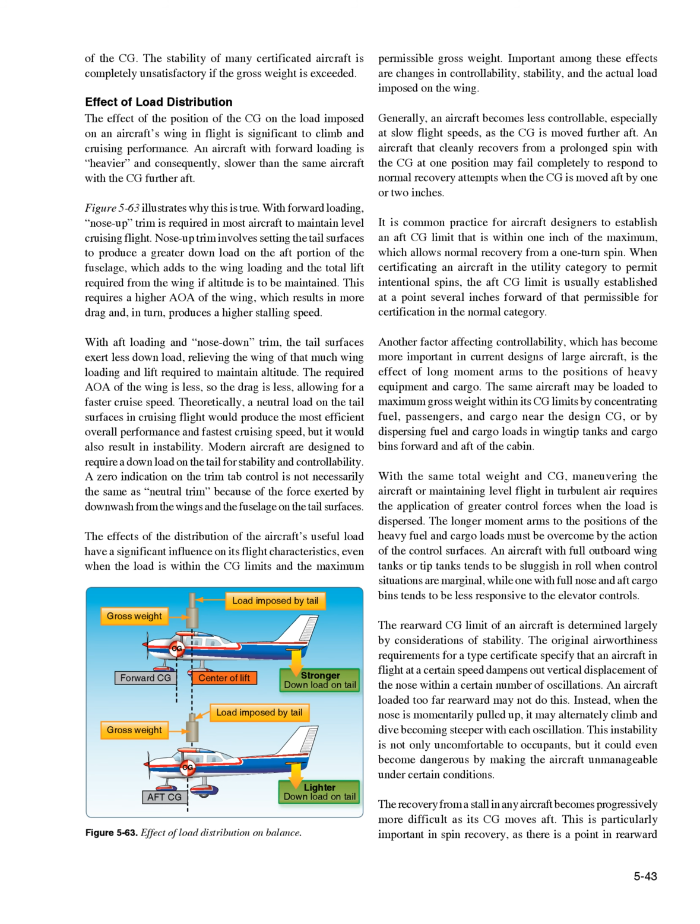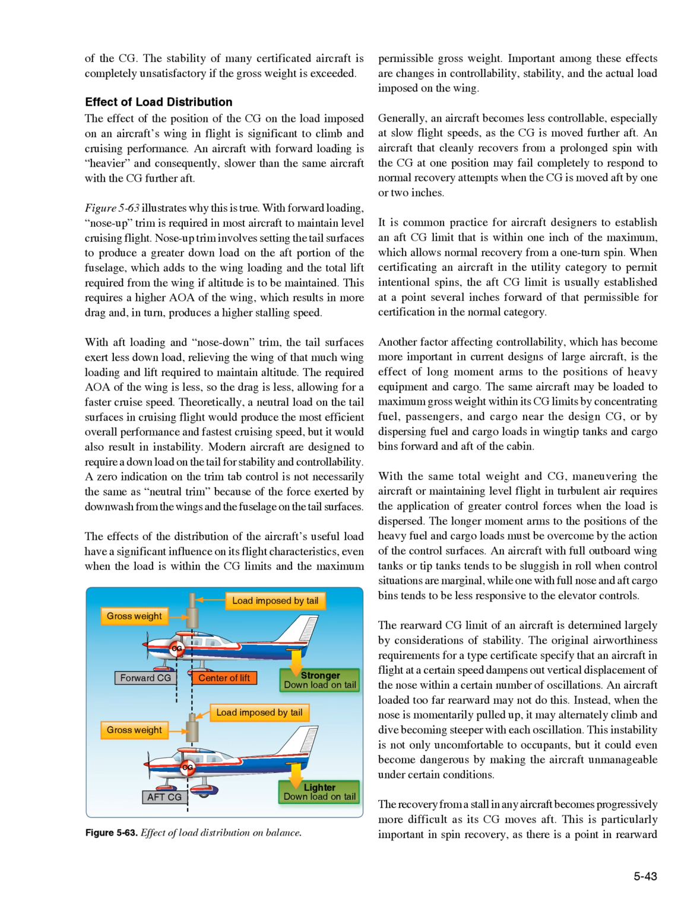Another factor affecting controllability, which has become more important in current designs of large aircraft, is the effect of long moment arms to the positions of heavy equipment and cargo. The same aircraft may be loaded to maximum gross weight within its CG limits by concentrating fuel, passengers, and cargo near the design CG, or by dispersing fuel and cargo loads in wingtip tanks and cargo bins forward and aft of the cabin. With the same total weight and CG, maneuvering the aircraft or maintaining level flight in turbulent air requires the application of greater control forces when the load is dispersed.